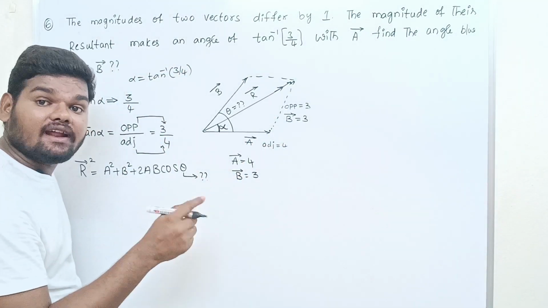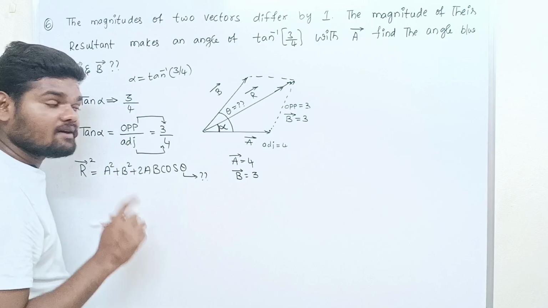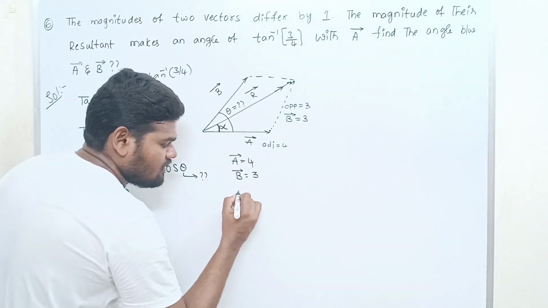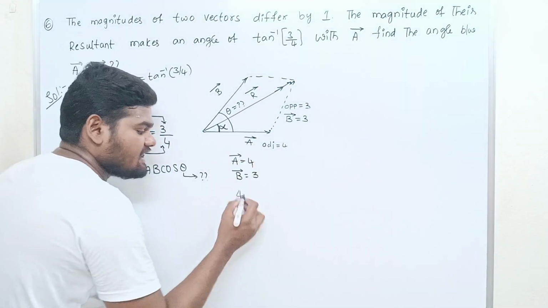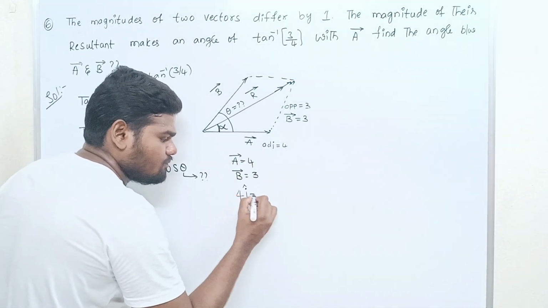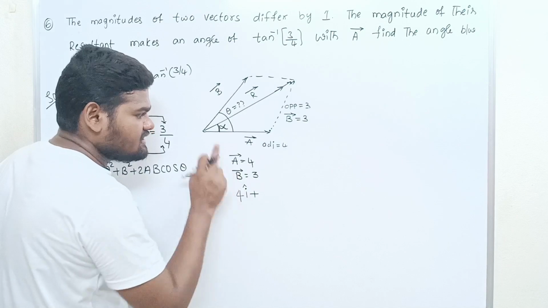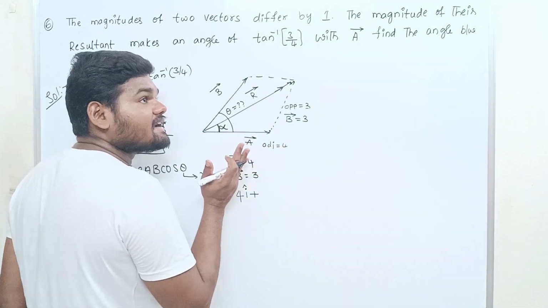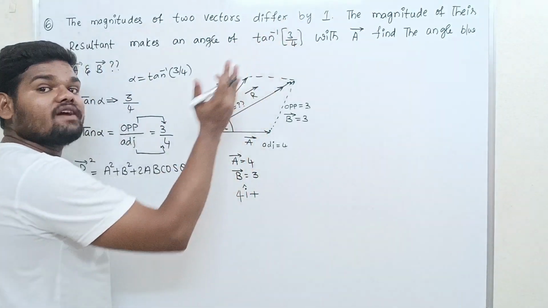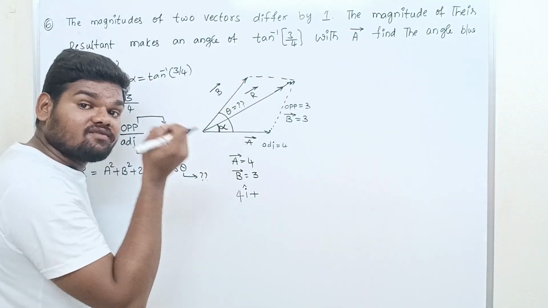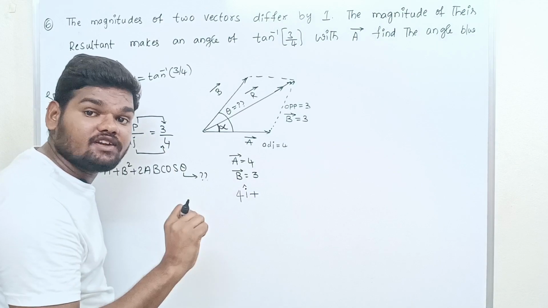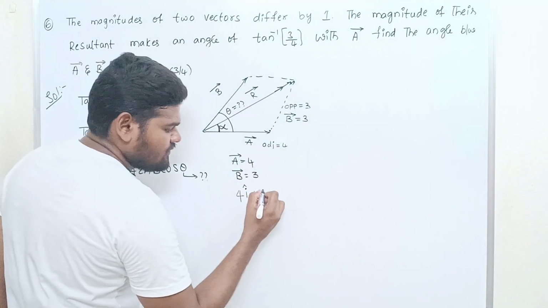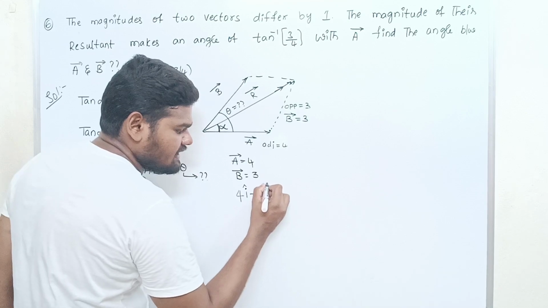What is the unit vector along the positive x-axis? I cap. So the value of a bar is how much? 4. What is the unit vector along the x-axis? I cap. Plus. Why am I taking plus? Because these two vectors are in order. That's why I am taking plus. Have a look. This b bar vector is acting in the positive y direction. What is the unit vector along the positive y axis? J cap. What is the value of b bar vector? 3. Then you will get 3 j cap.